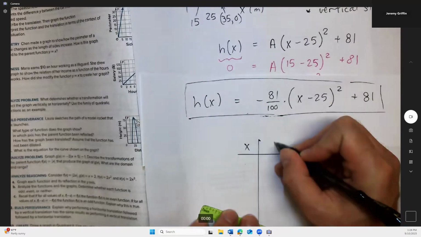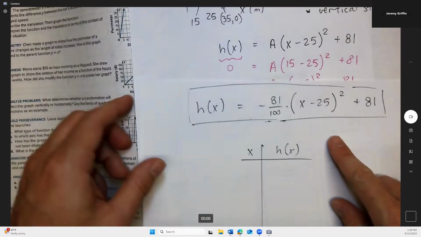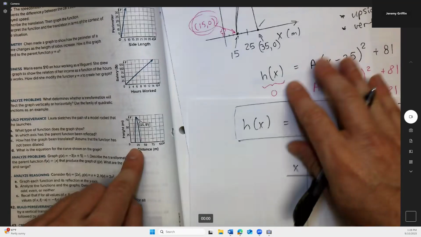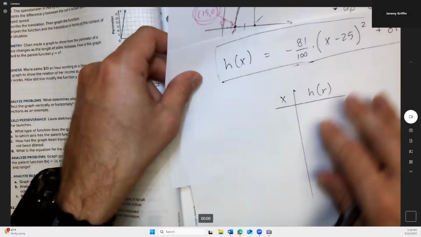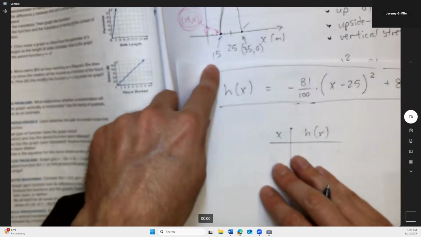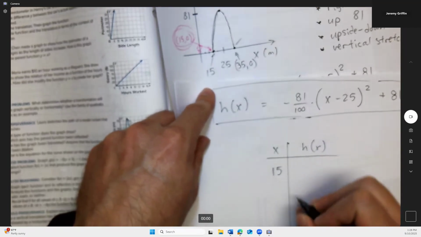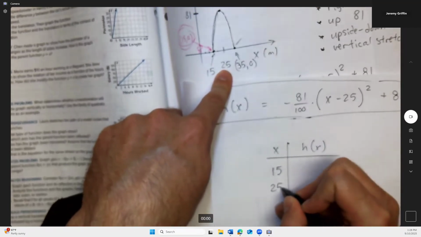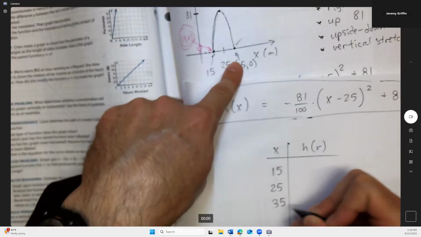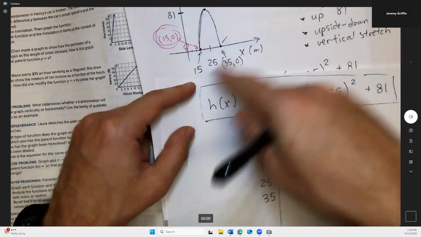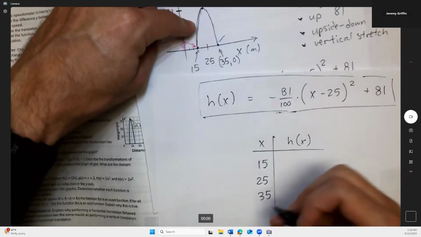So I got x and I got h of x. We'll push it through the function and see if it matches the original graph straight from the book, which I basically have copied right here. I know there's something special going on at the x value of 15 meters relative to the street, so I'll put 15. At 25 meters it should be reaching the peak, so it should go all the way up to 81. At 35 meters it should be crashing back into the ground. And maybe just for fun, I'll pick a point kind of in the middle. I wonder what's going on at about 20 meters or so.